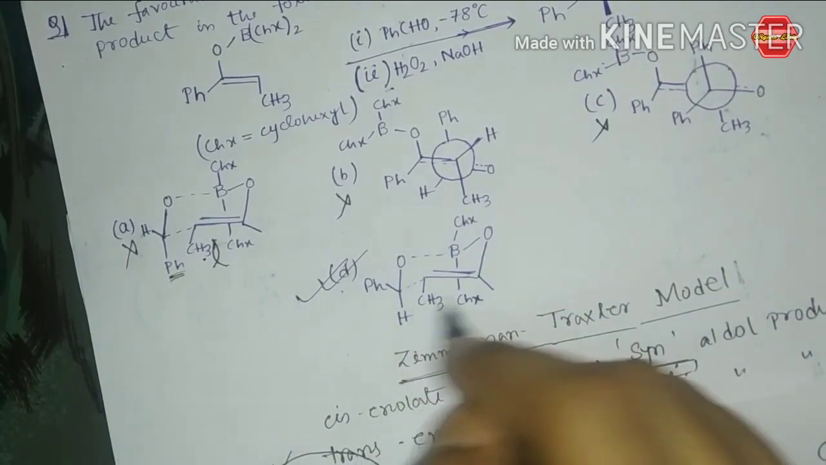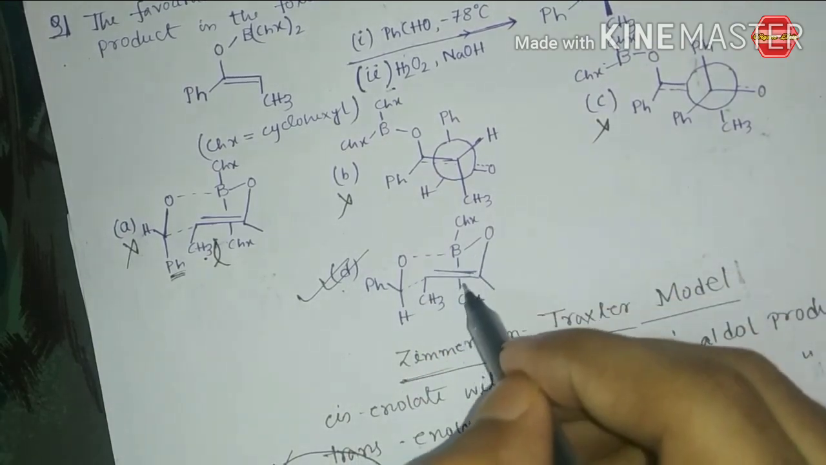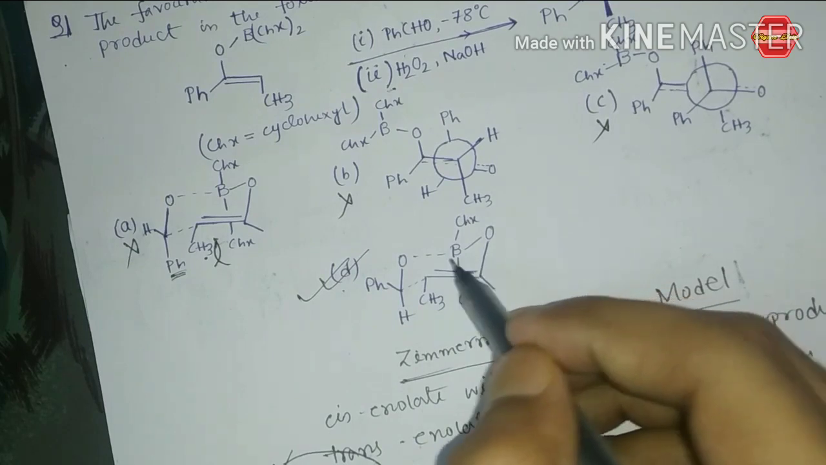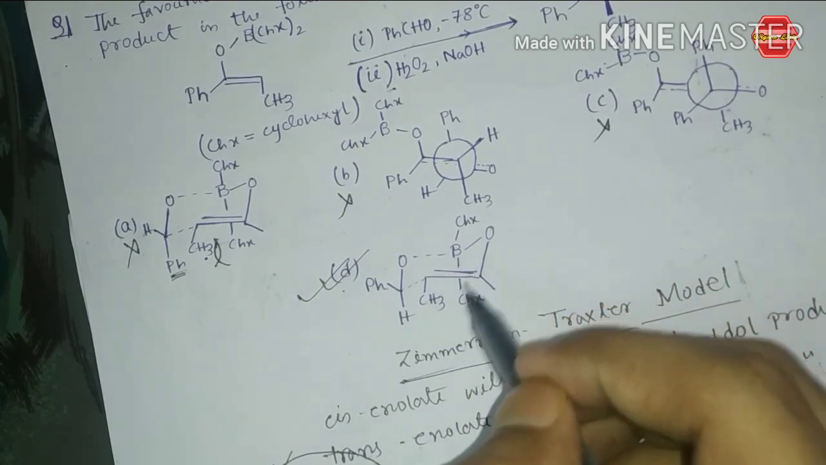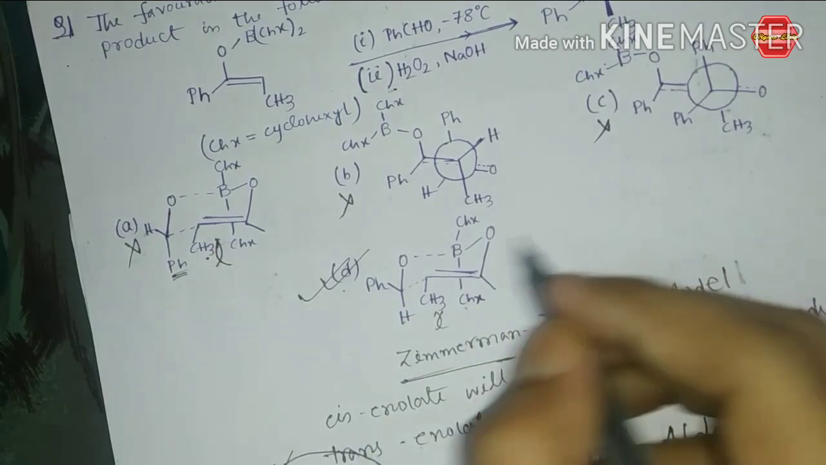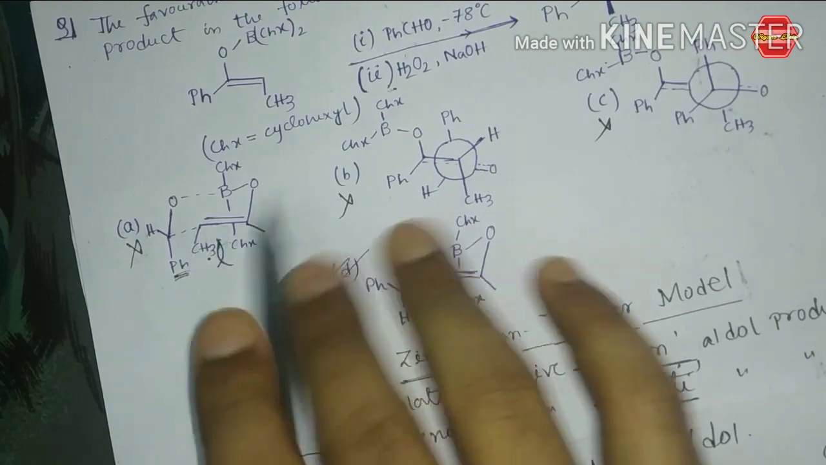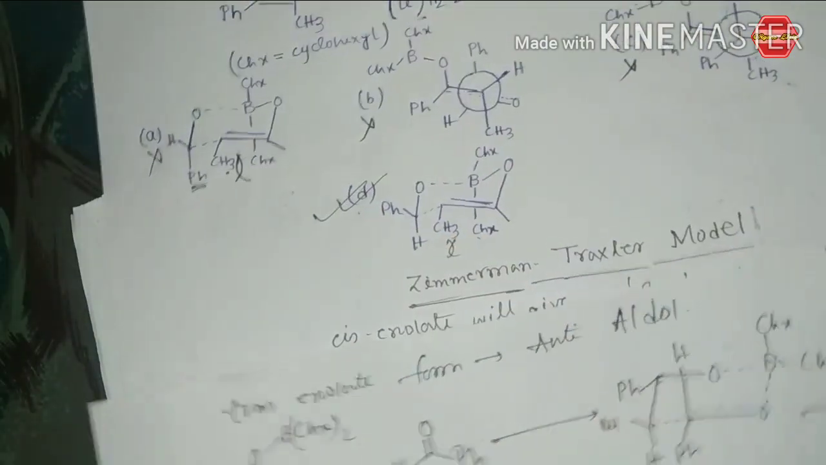Actually there is no interaction, just because Ph is in the equatorial position and there is a boron cyclohexyl group, there is no interaction present, that is with hydrogen, which is quite smaller than this Ph-CHX and Ph interaction. So okay, this is your final answer.